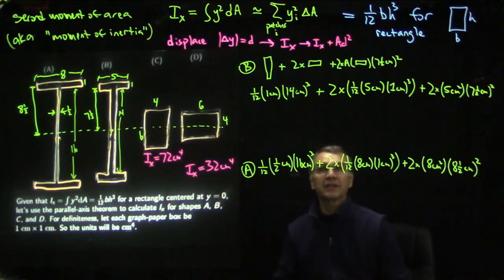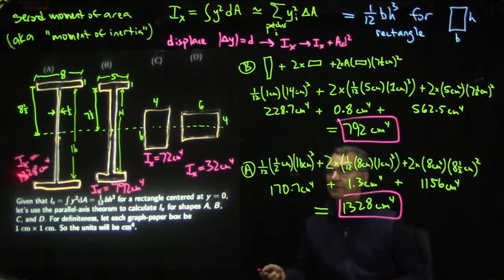And let's work out all these terms separately so we can see which ones are most important. So I'll do a little bit of math and I'll write down the numbers. The final numbers we get are 1328 for shape A, 792 for shape B. So you see shapes A and B don't look all that different, and yet shape A's second moment of area is almost twice as big as shape B's. And then shape C is 72 and shape D is 32. And the units here are, well, it's units to the fourth power, or if each box is a centimeter, then it's centimeters to the fourth power.